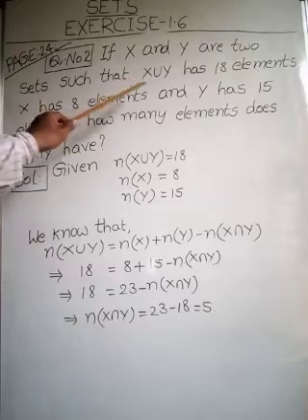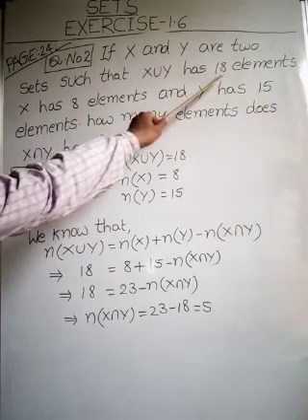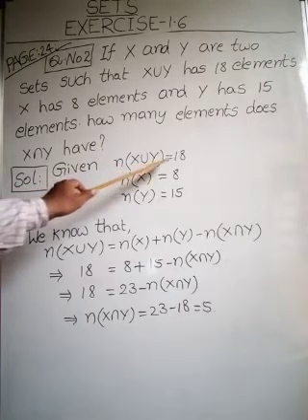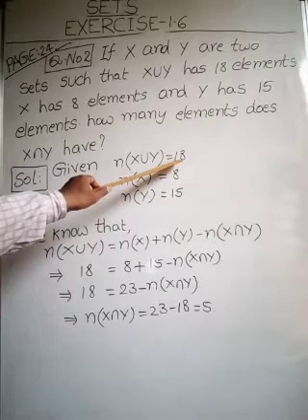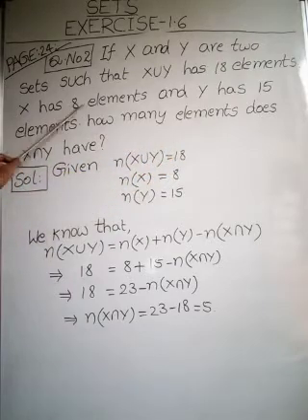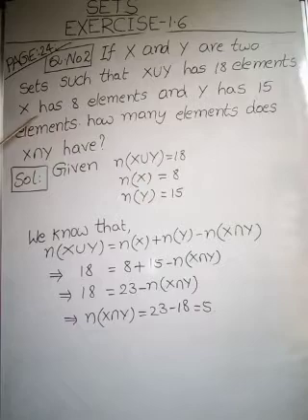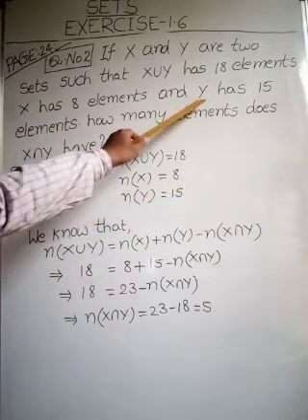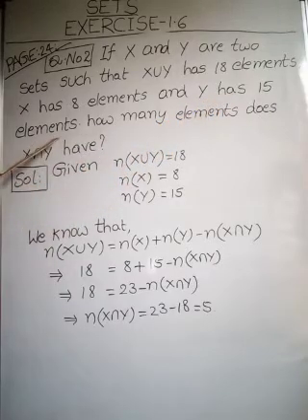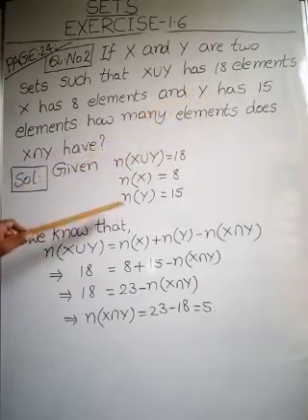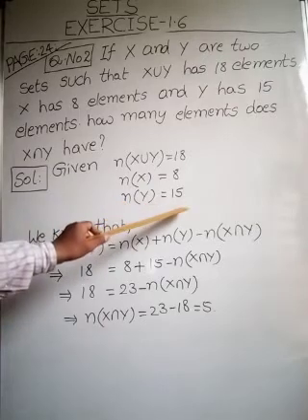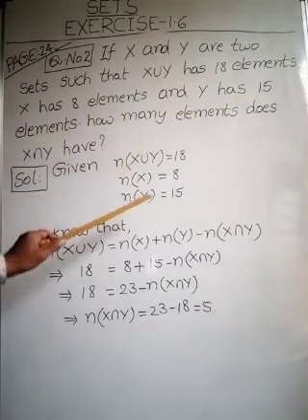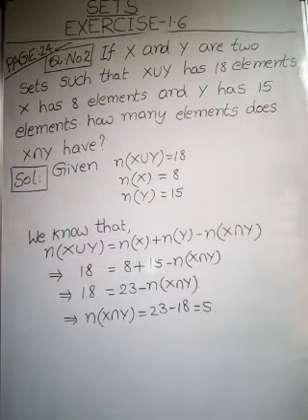So here X union Y has 18 elements. We denote it symbolically: n of X union Y is equal to 18. Understood this, my dear children? Right. X has 8 elements. We can write this sentence like this: n of X is equal to 8. Similarly, Y has 15 elements. We can write this sentence as n of Y is equal to 15. We wrote the given sentences by using the notations. Understood this, my dear children?